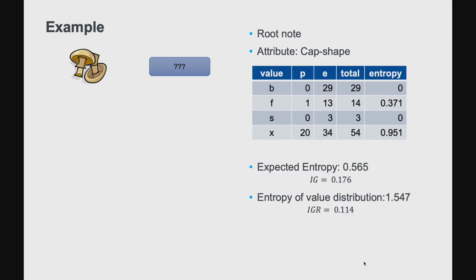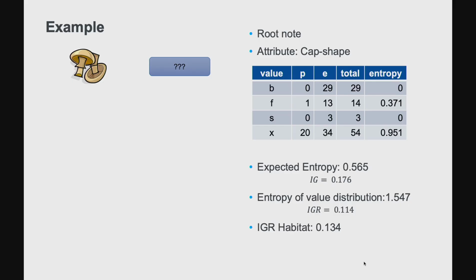Now, when we take the entropy of our value distribution into account, so how much information do we have when we know how many are in this bucket and this and this, then the entropy of this value distribution is 1.54, and we divide this information gain by this entropy to end up with an information gain ratio of 0.114.